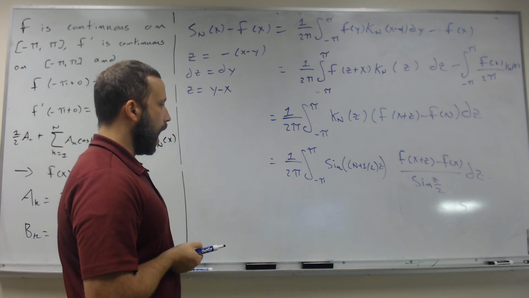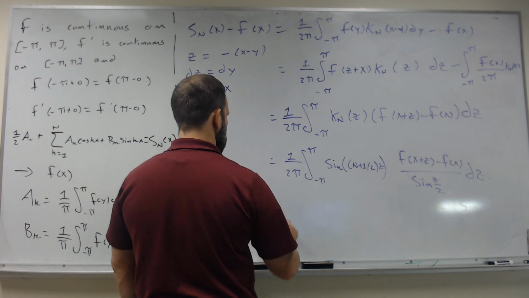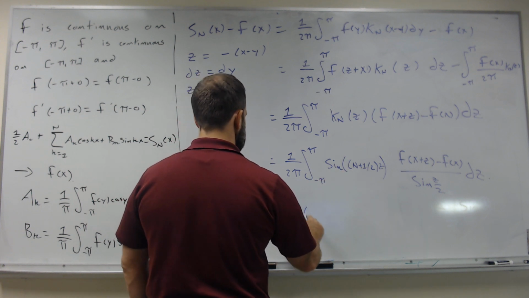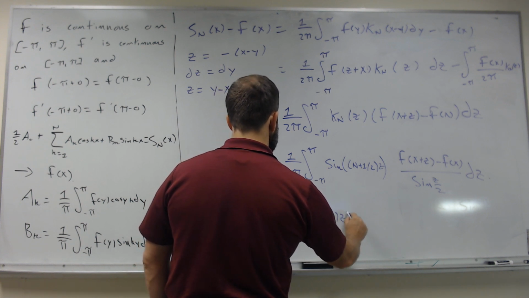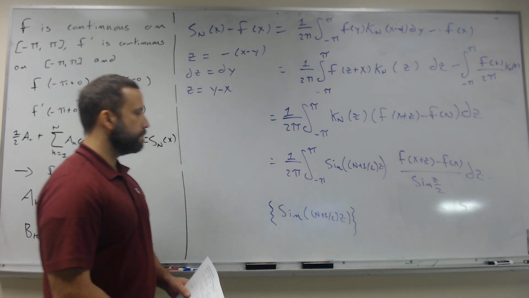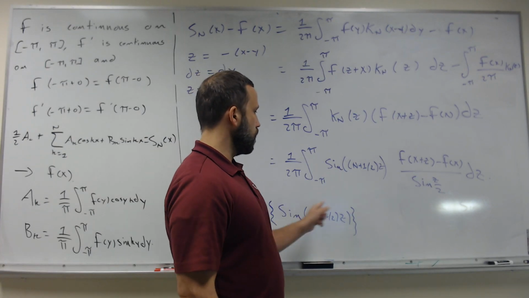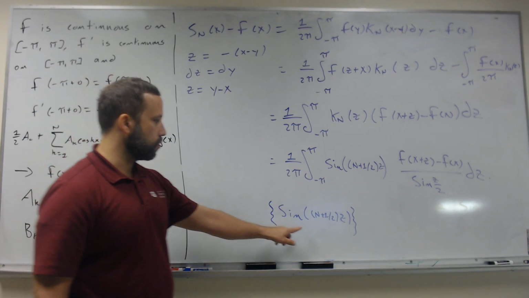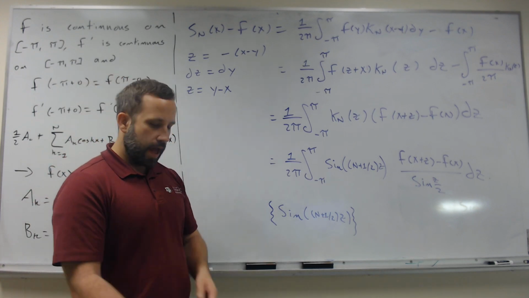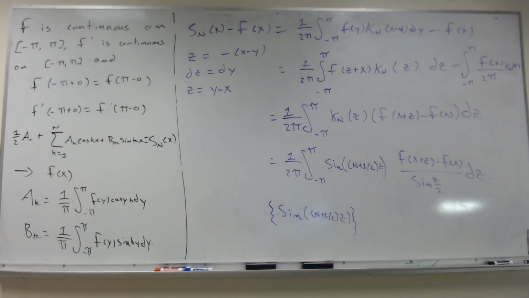Now I will let you prove this for yourself, but these functions, sine of n plus 1/2 z, are orthogonal relative to this inner product. These are our orthogonal functions. If you pick two different values of n and do the integral of those products, you get 0. So these are a sequence of orthogonal functions.